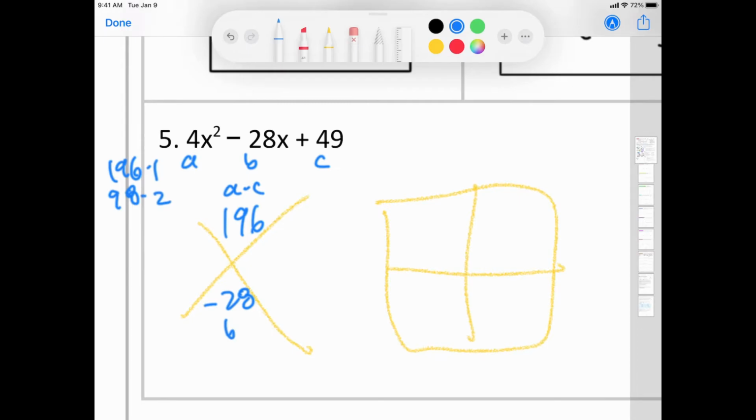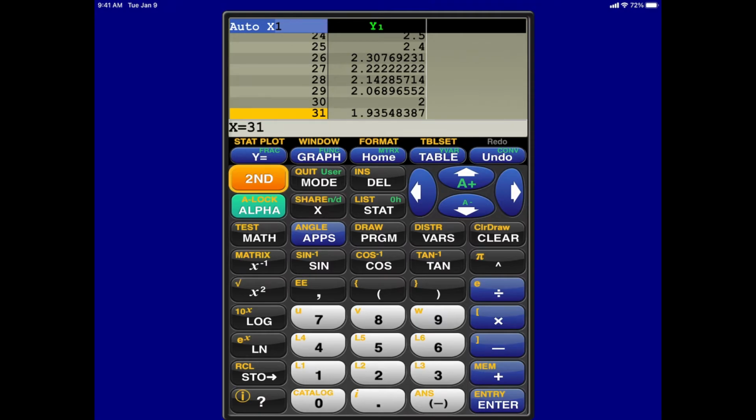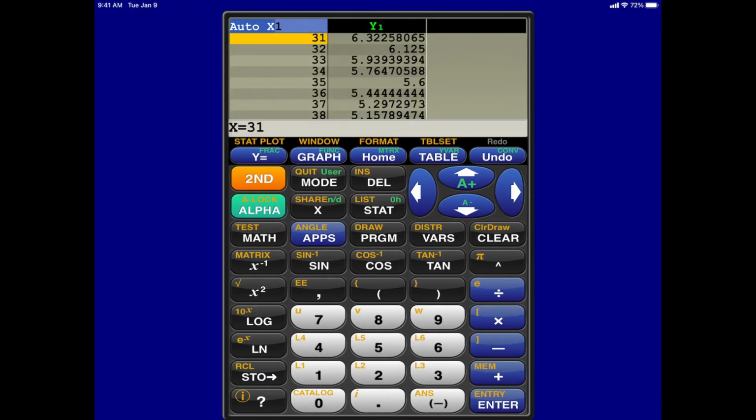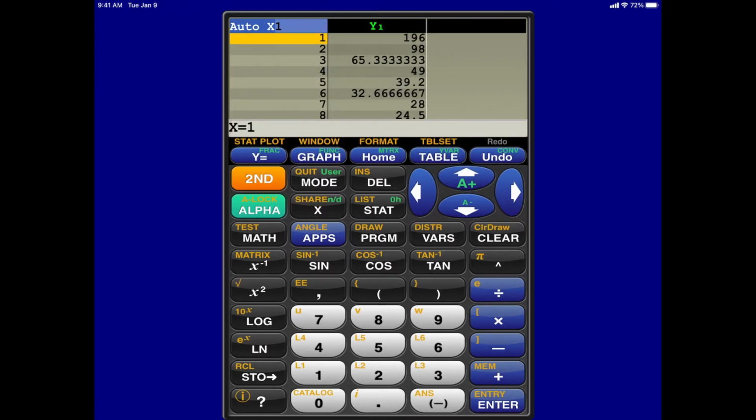Here's my trick. I'll show it to you. In your graphing calculator, go to y equals, type in 196 divided by x, and then go to table. And hopefully it's on table set where it's changing by ones. So if I take 196 divided by 1, your answer is 196. Divided by 2 is 98, 4, 49, 7, 28. Does that make sense? What it does is finding all the factors for you. You don't have to think about them.